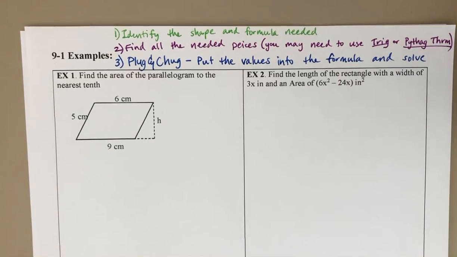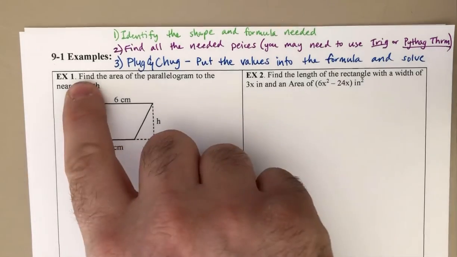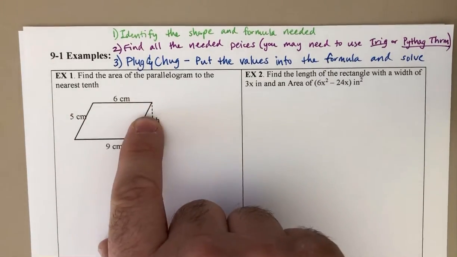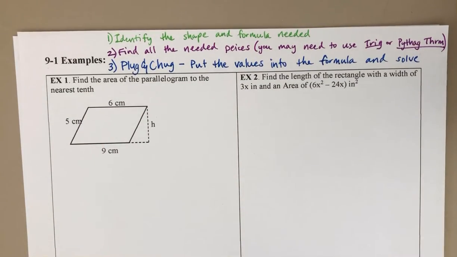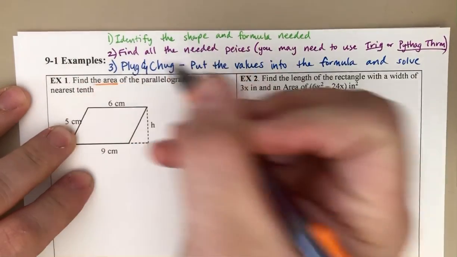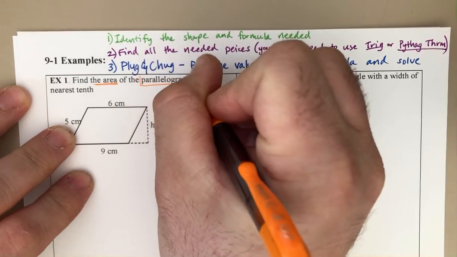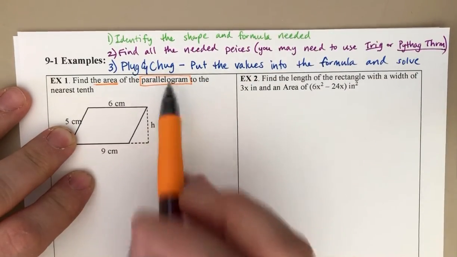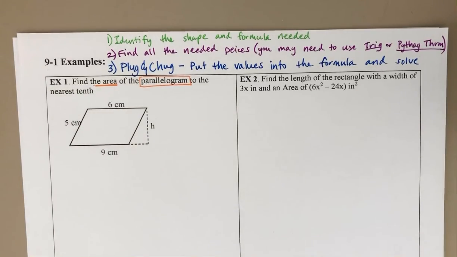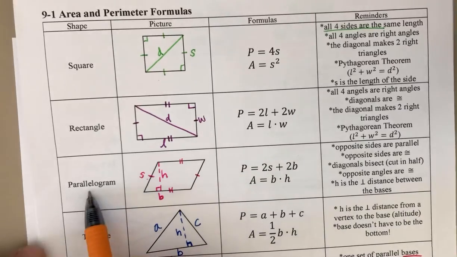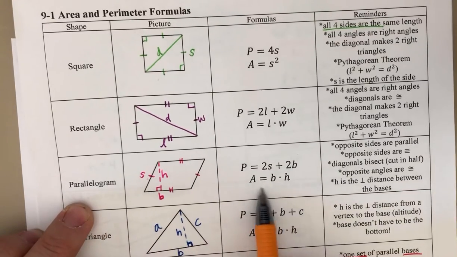So let's see an example here. It says, find the area of the parallelogram to the nearest tenth. So here's our parallelogram. Step 1, identify the shape and formula needed. We're talking about area, and the shape is a parallelogram. So we're going to have to get the area formula for parallelograms. We look over here at our area and perimeter formulas, and we're talking about a parallelogram and area right here. Area equals base times height.